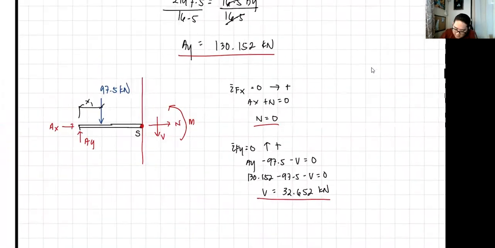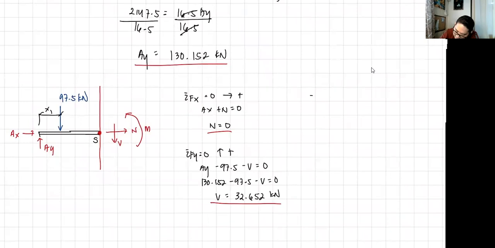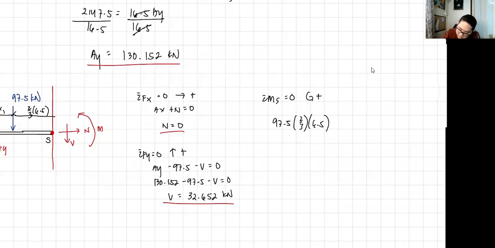Then last is yung ating moment. So summation of moment at S, at point S, equals to 0, taking to the right as positive. So 97.5 times, ano yung distance niya? So yung natitira dito, no? So ito yung 2/3 ng 6.5. So 2/3 ng 6.5. Then isang rotation pa natin is si AY, pero siya ay opposing. So minus yung AY natin times distance is 6.5 total. Then plus M is equals to 0.